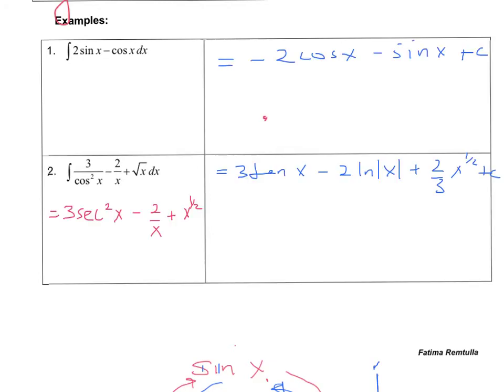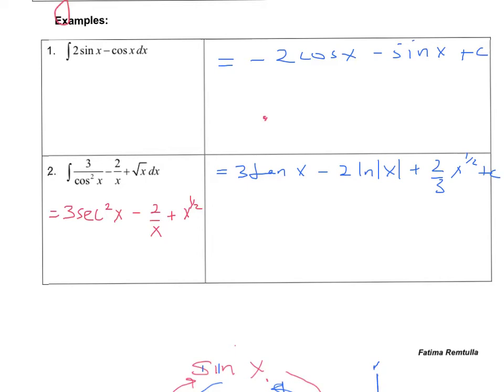So you'll notice that the first one is pretty simple. It's minus 2 cos x minus sine x plus c. However, the second example, it's really important to change the 3 over cos squared x to 3 secant squared x so that you can notice right away that the integral of that is tan x. So my integral is 3 tan x minus 2 ln x.